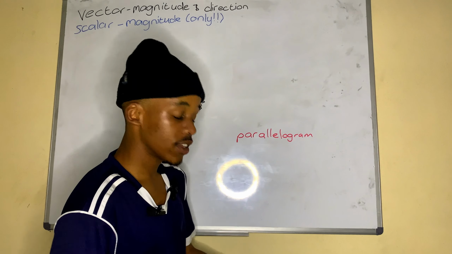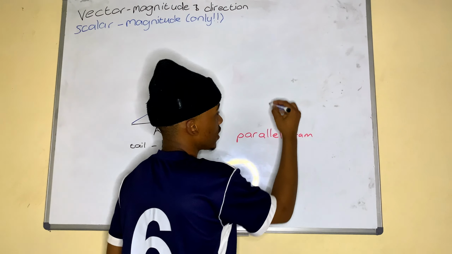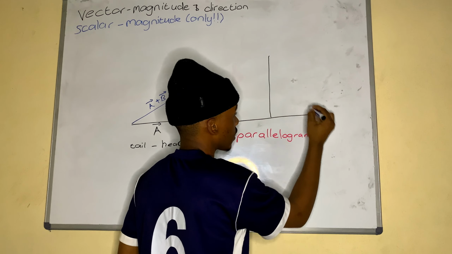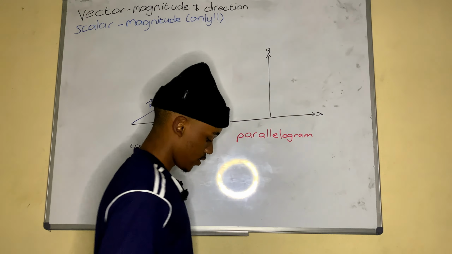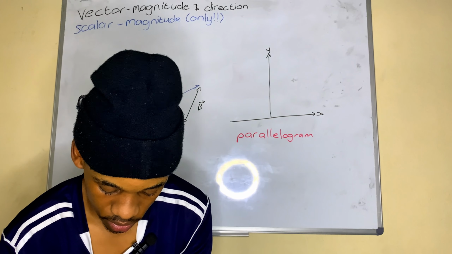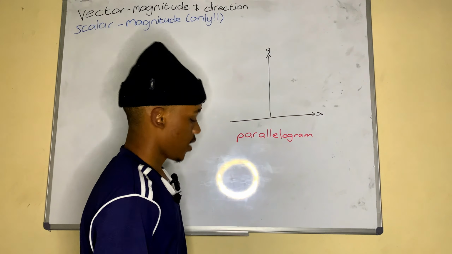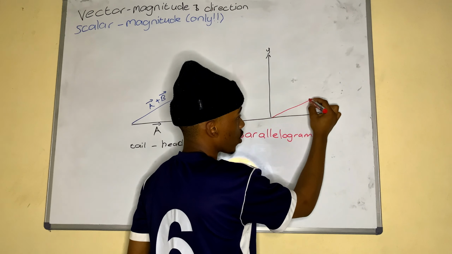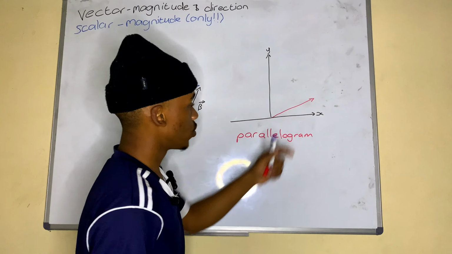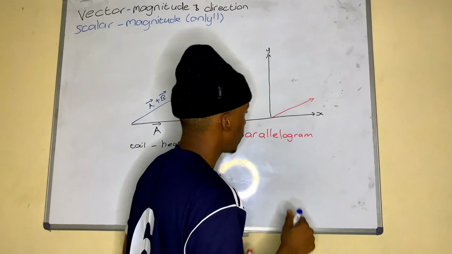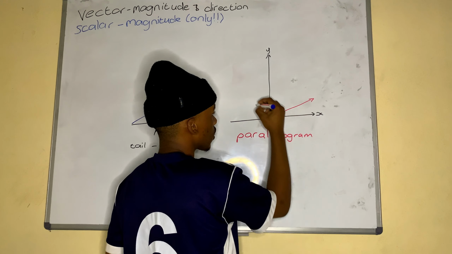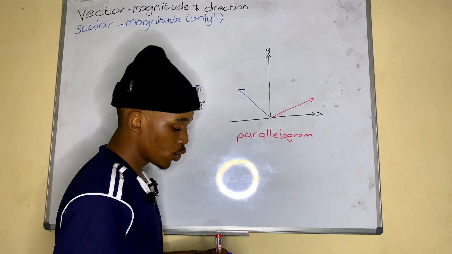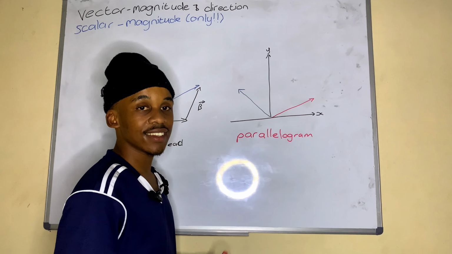To show this graphically, if we have the Cartesian plane over here, so this is the x-axis and this is the y-axis, and then we've got our first vector, which goes in that direction, and our second vector that lies in the second quadrant. Then we use the parallelogram method to find the resultant vector.